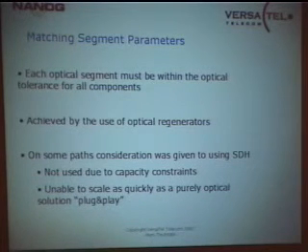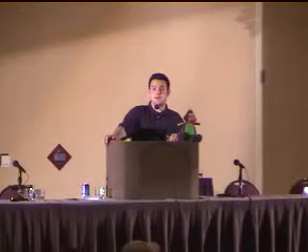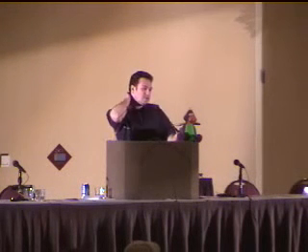We did consider, and seriously consider on some paths, especially the longer paths, to close the rings to utilize SONET/SDH. I should have written SONET there, I'm sorry. We didn't use it due to capacity constraints.